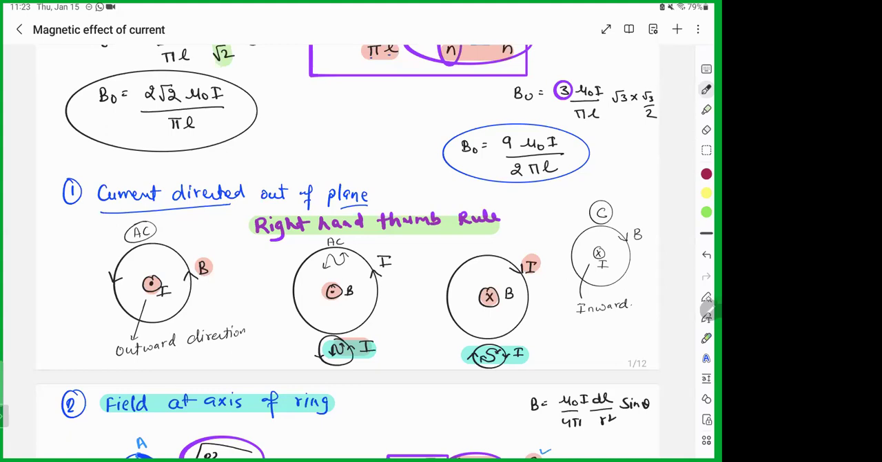Pratigya. Pratigya, am I audible? Yes, sir. Wait then. Give me 2 minutes. Turn on video.